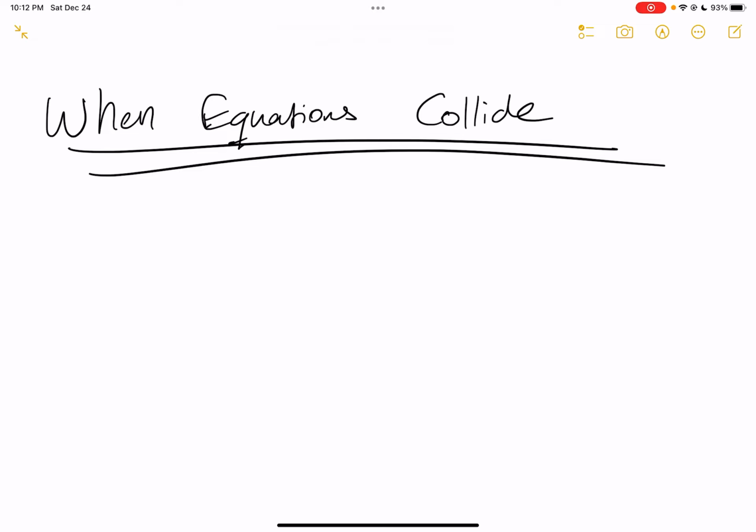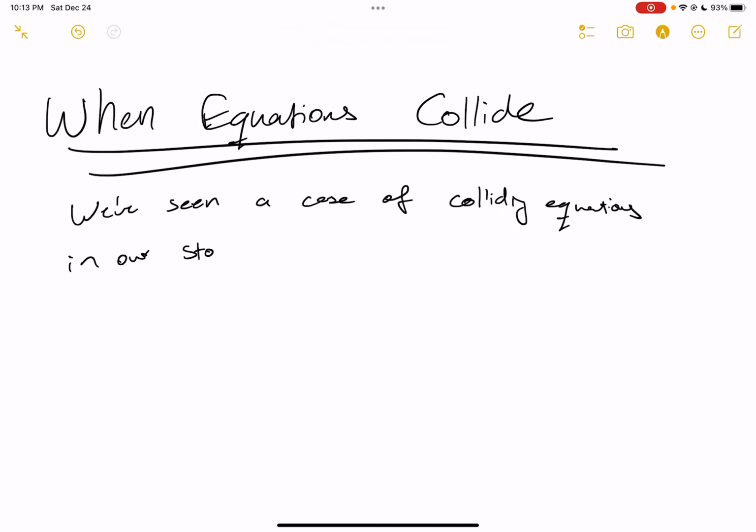But before we get started, we need to look back a little bit to linear equations and talk a little bit more about what can happen in some special cases. We've already talked a lot about linear equations, solving them, what linear stuff is all about, but let's go into a little bit more detail when we have two linear equations that come into collision. We've already roughly seen this with our sample problem. So, we've seen a case of colliding equations in our story problem.